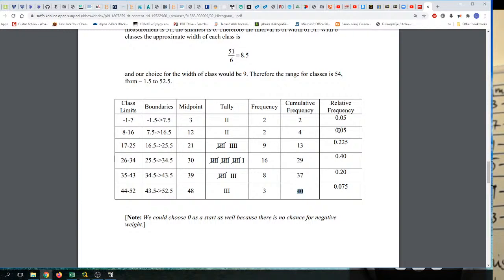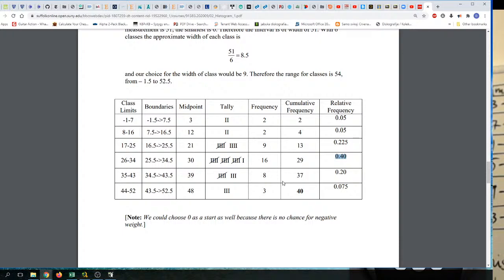2 divided by 40, that's 5%. 2 divided by 40 again, that's 5%. 9 divided by 40, that's 22.5%, exactly, it's not approximation. 16 divided by 40, that's 40%. 40% of the sample is in the 4th class. So to give you some idea, 40% of the people in that airport are carrying something between 26 and 34 pounds, right?